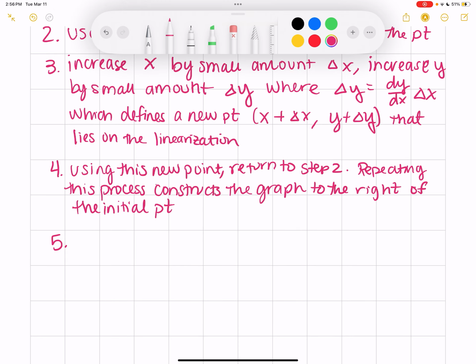So how do we get to step 5? We have to go all the way back to step 2, and keep doing it over and over again until you get to the end. There is none to the right of the initial point given.